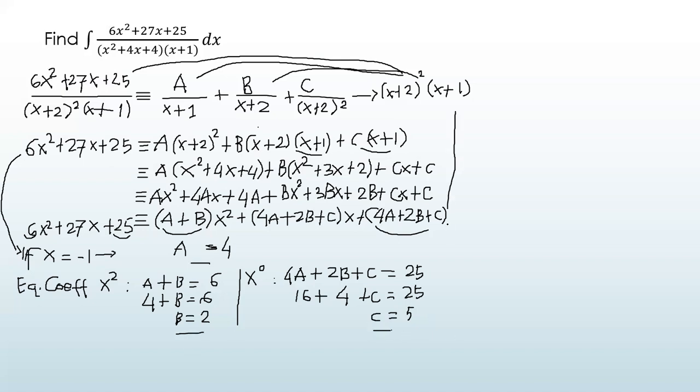So we may write in this slide that, based on this rule, 6x squared plus 27x plus 25 over (x plus 2) squared times (x plus 1) is identical to a, how much a? 4, so 4 over x plus 1, plus b, how much? 2, over x plus 2, plus 5 over (x plus 2) squared.